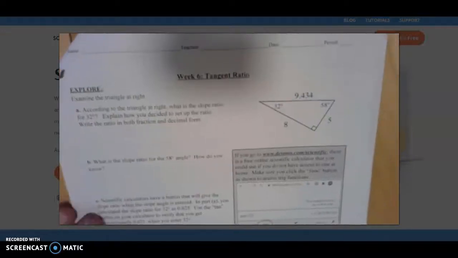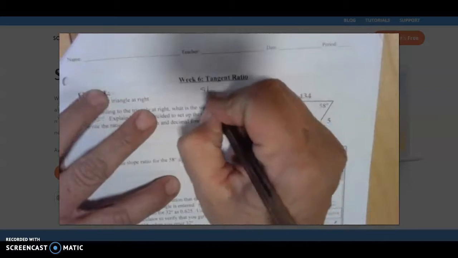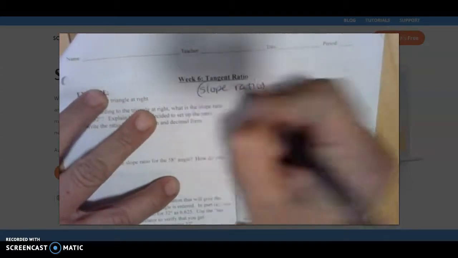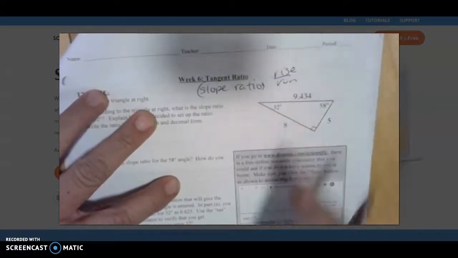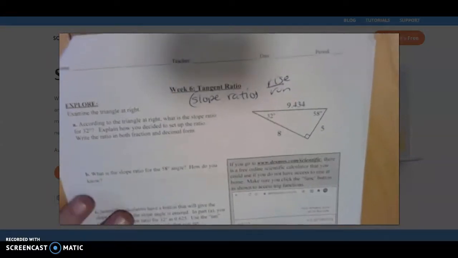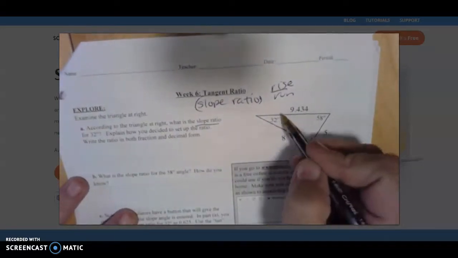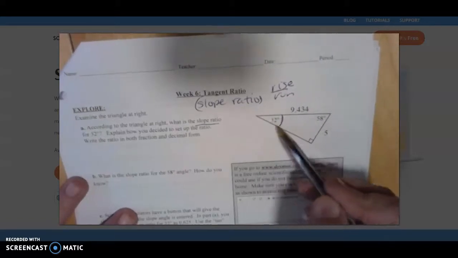The second lesson in week 6 is talking about the tangent ratio. It's also called the slope ratio. Okay, the slope ratio. So it's talking about rise over run. And in this problem it says, according to the triangle at the right, what is the slope ratio or the tangent ratio for 32? So if this is 32 degrees, well it is, this is the base.